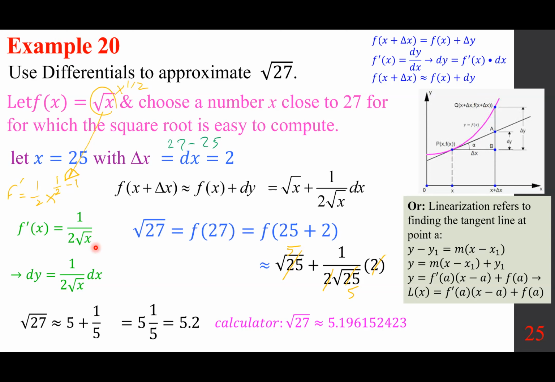What about the pair? 25, plug it into the original function. Square root of that is 5. So the pair is 25 comma 5. That's the pair. That's the slope. I'm going to leave it for you to find the equation of a line. And whenever you're done, in order to get to this, replace the x with 27. You can do that. This is the second method.